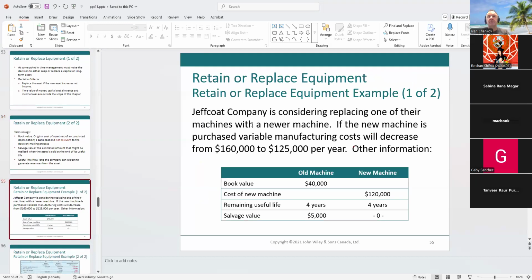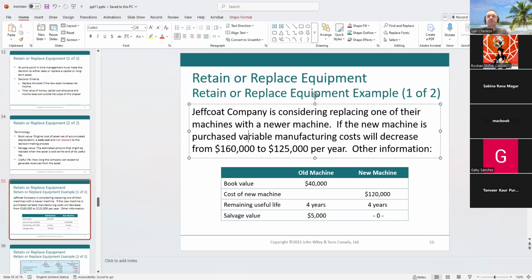So here, what do we have? This company is considering replacing one of their machines with a new machine. If the new machine is purchased, variable manufacturing overhead cost will decrease from 160 to 125 per year. And we have some other information.